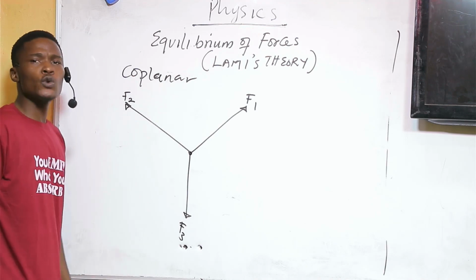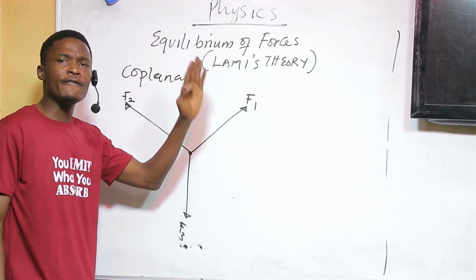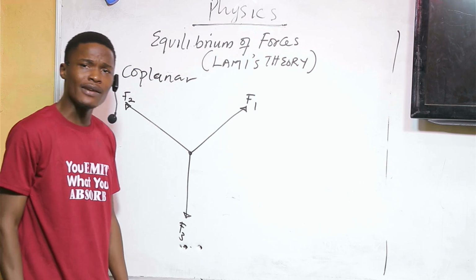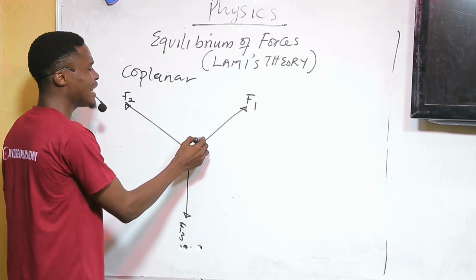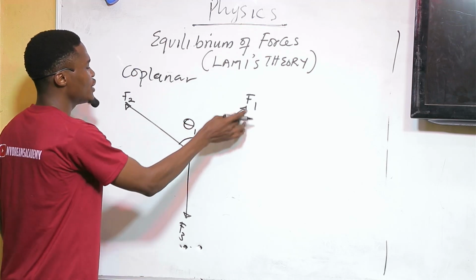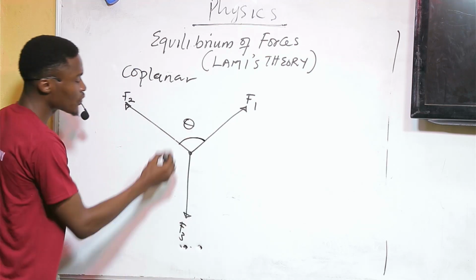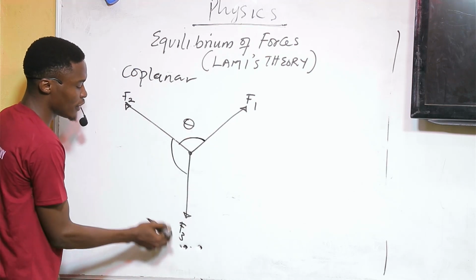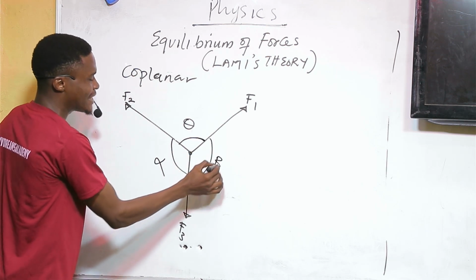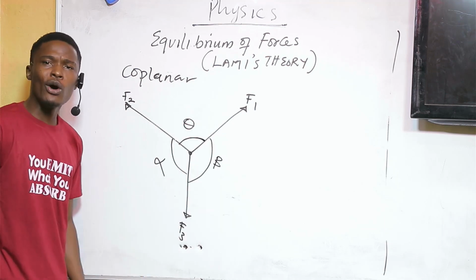Now, for us to be able to apply Lami's theory, Lami said that you must have what we call a free body diagram, and that is what I have just drawn here. Then we need to represent the angle between all the forces. So let's assume that the angle between these two forces is theta. Then let's say the angle between these two forces is alpha. And let's say the angle between these two forces is beta. So we know the angle between individual forces, as you can see on the board.